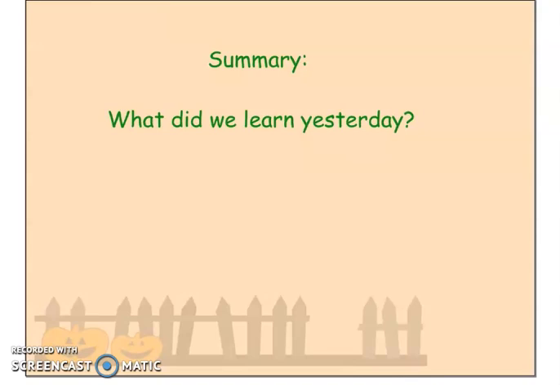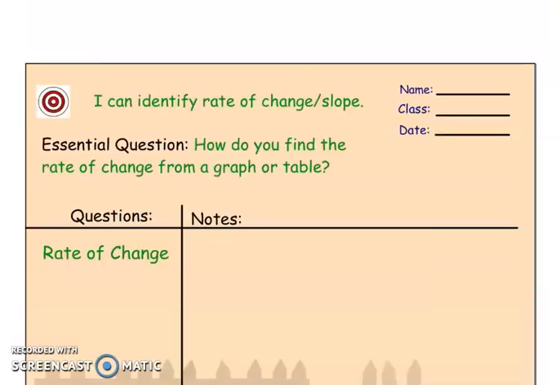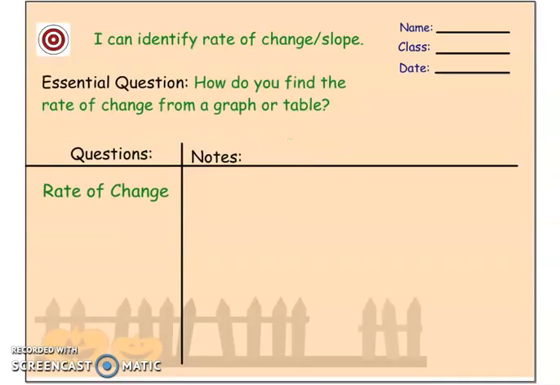Lesson 3.3, Day 2. Please complete our summary slide, answering the question, what did we learn in our previous lesson? Our learning target says I can identify rate of change / slope. Our essential question says, how do you find the rate of change from a graph or a table? And we have one vocab word, and that's rate of change.